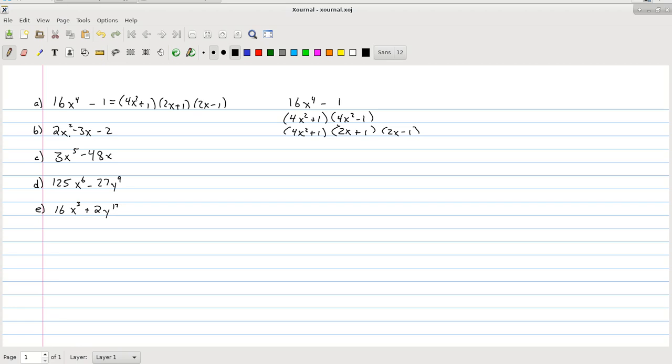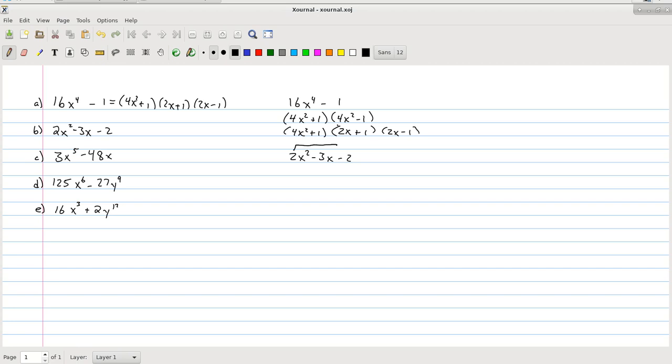B. 2x squared minus 3x minus 2. As in the first problem, we look for a common factor and see that there isn't one. So it looks like we're going to have to do this by some other method first. It's got three terms, no common factor, and our leading coefficient is not 1. So we can do this either by the grouping method, arc method, slide method, or trial factors. So I'm going to do this by grouping.